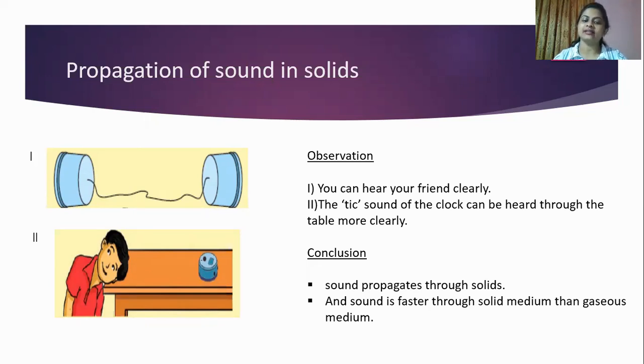Now, for the next experiment, you just need a clock and a long table. Now you have to keep the clock at one end of the table as shown here, and stand at the other end of the table and test whether you can hear the tick sound of the clock. Now, you will see the tick sound of the clock can be heard through the table more clearly than through the air. So we can say that sound propagates faster through a solid medium than a gaseous medium. Okay.